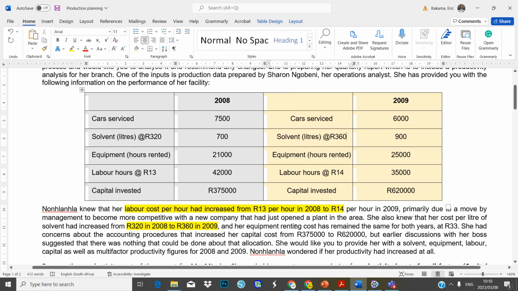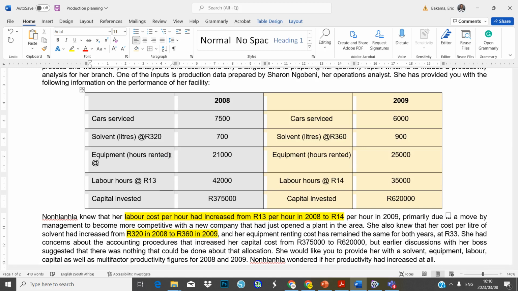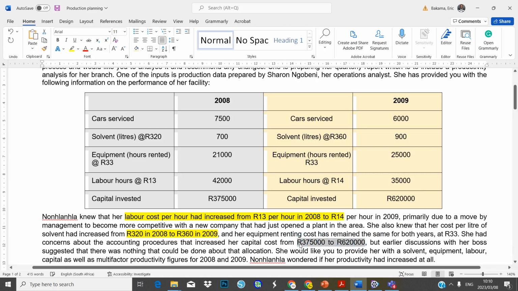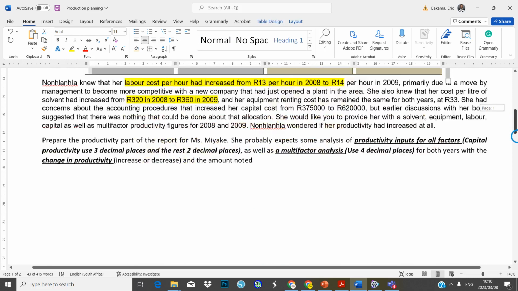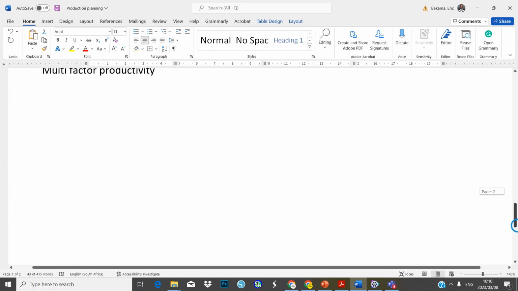Then we say that the equipment renting cost has remained the same for both years, which is 33 rand. So we look at the equipment here, both in 2008 and in 2009, it is still the same price, 33 rand. Now, she had concerns about the accounting procedures in terms of the capital, but when you look at the capital, you realize that it is already in rand, so we do not need to convert. Now, this is the data that I'm going to use for my multi-factor.